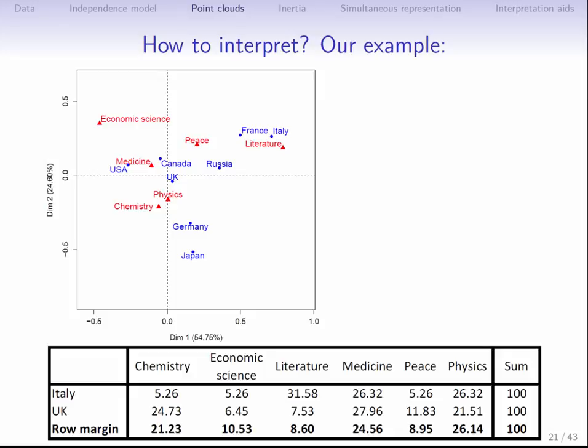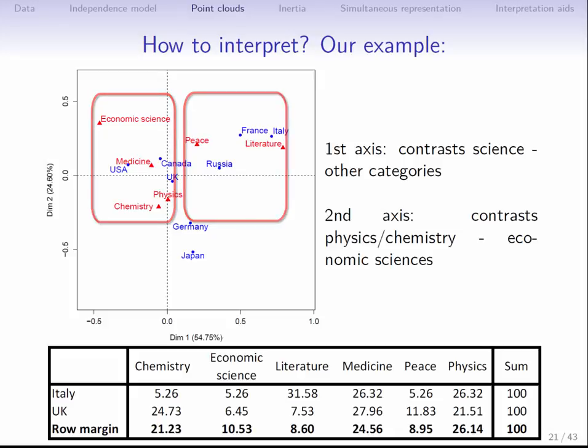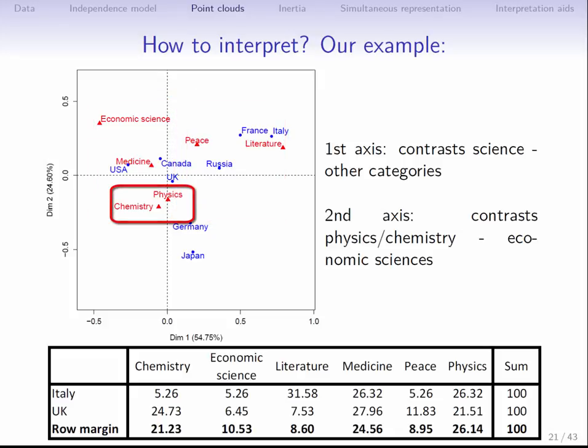Now let's look at the red points, that is, the prize categories. These are spread out so that the medicine and economics prizes are to the left and literature and peace to the right. The second vertical axis separates the physics and chemistry prizes from the economics one. We could hypothesize that the first dimension separates the scientific prizes from the others, while the second separates physics and chemistry from economics. In fact, the interpretation of the dimension is the same for both the rows and columns, due to the duality principle we talked about earlier.